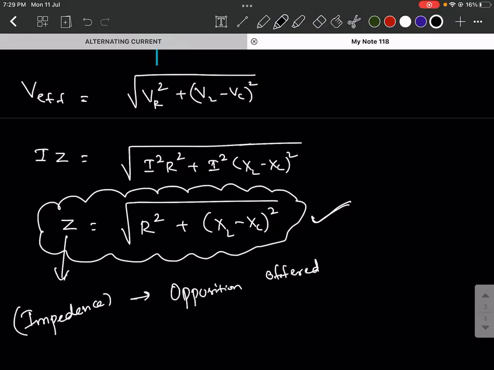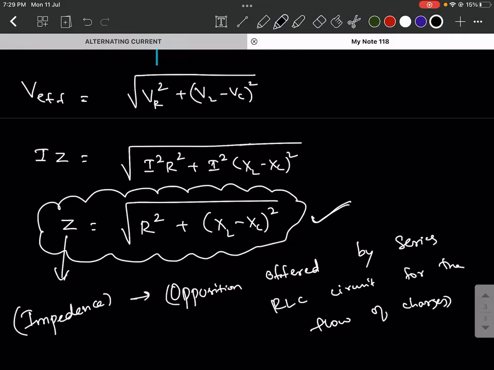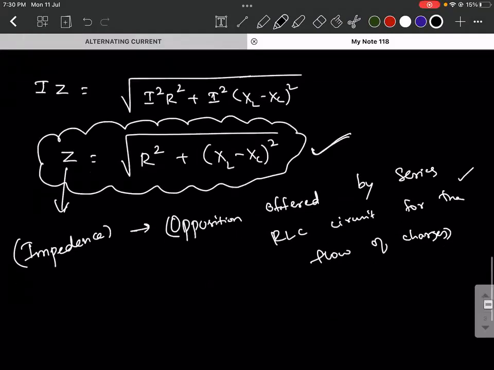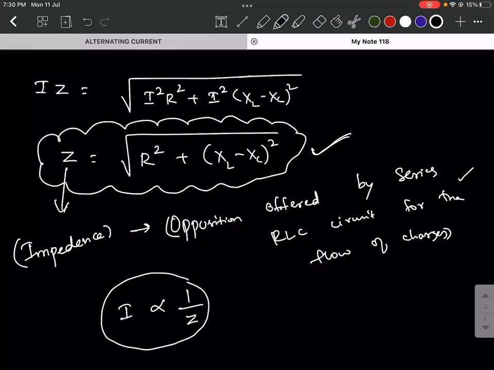So impedance is the opposition offered by the series RLC circuit for the flow of charges. Now, when this is the case, how will current and impedance be related? Can I say current is inversely proportional to the impedance?